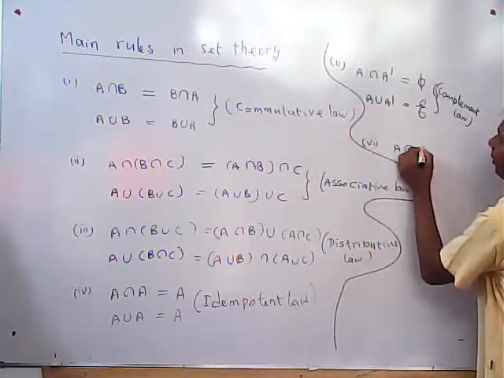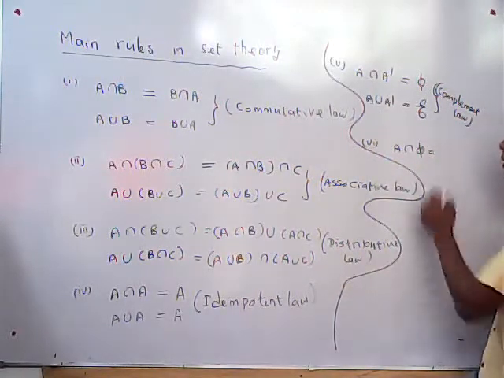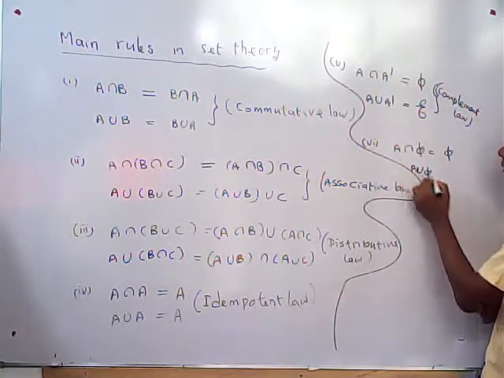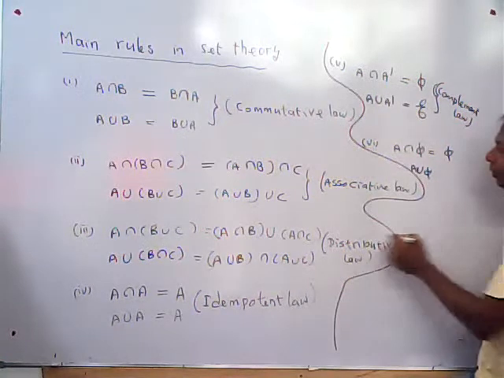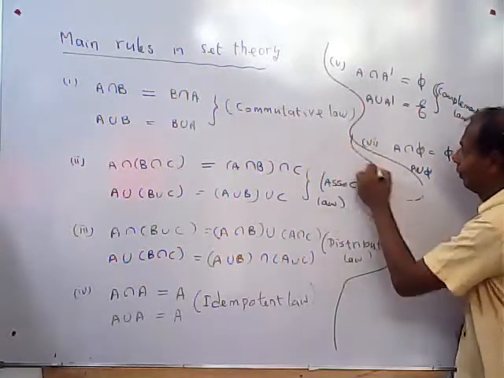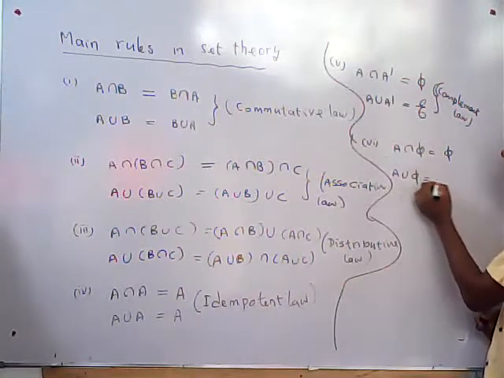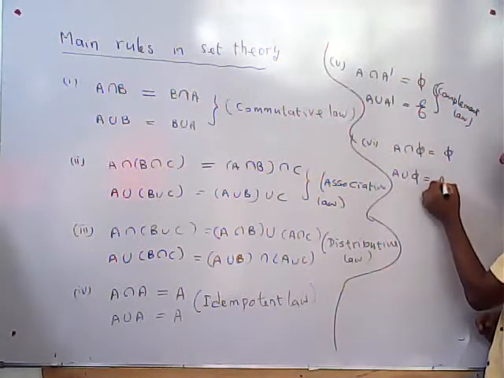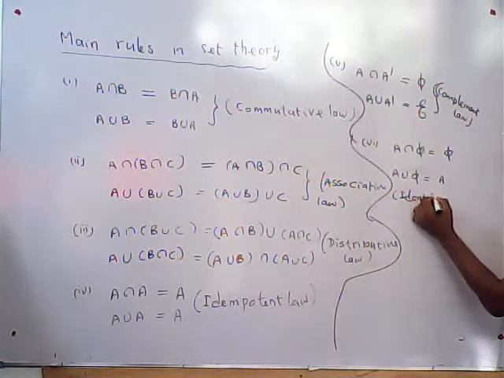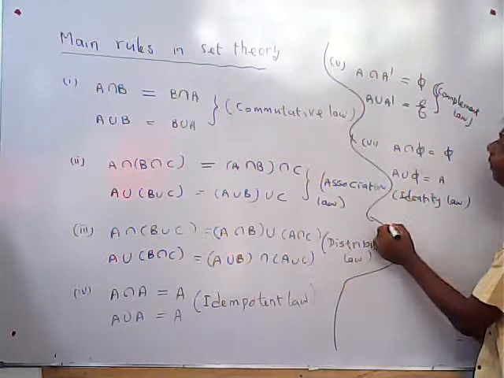Then identity laws. A intersection null set is null. A union null set is equal to A. So this is the identity law.